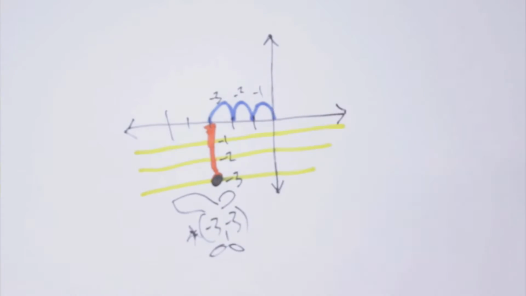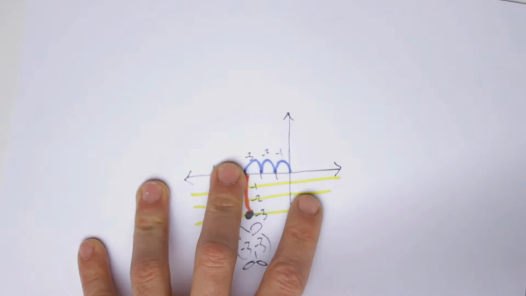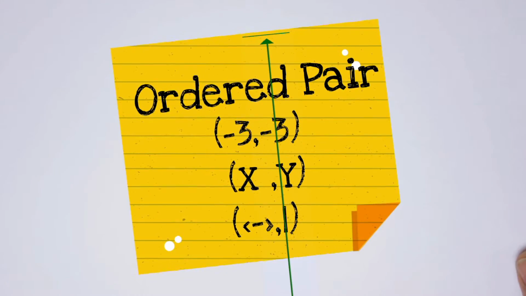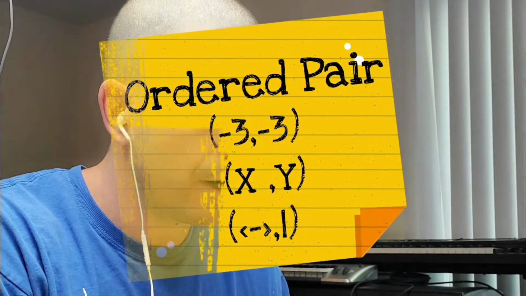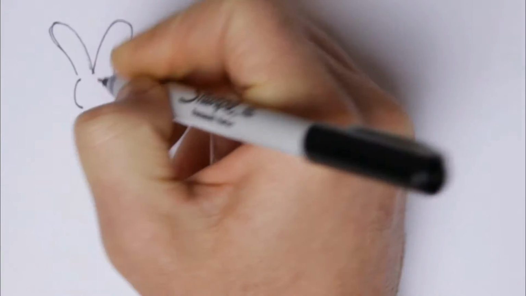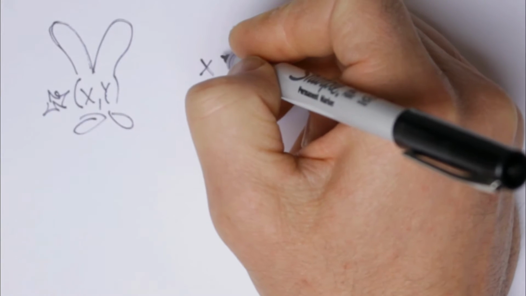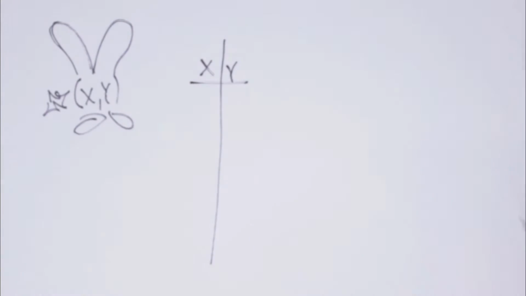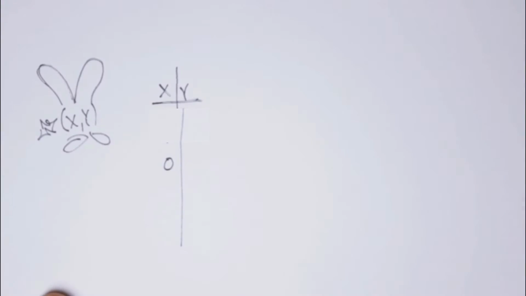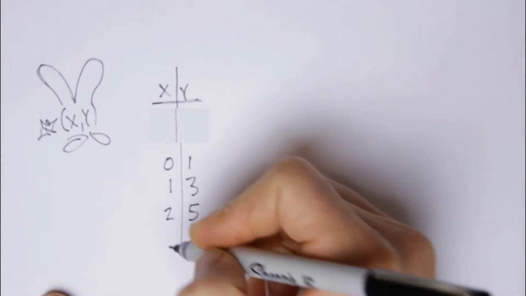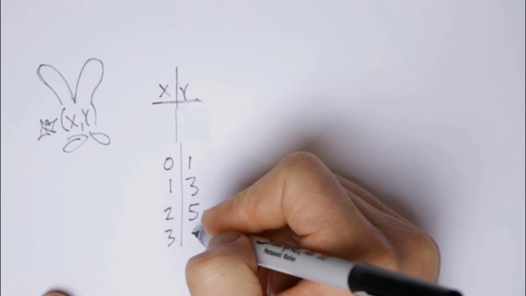Okay, so that is the ordered pair. Ordered pair is hops and carrot height. It's X and Y. Ordered pair. Right? Has our X and our Y. And it would catalog carrots. It would use 0 and 1, 1 and 3, 2 and 5, 3 and 7.